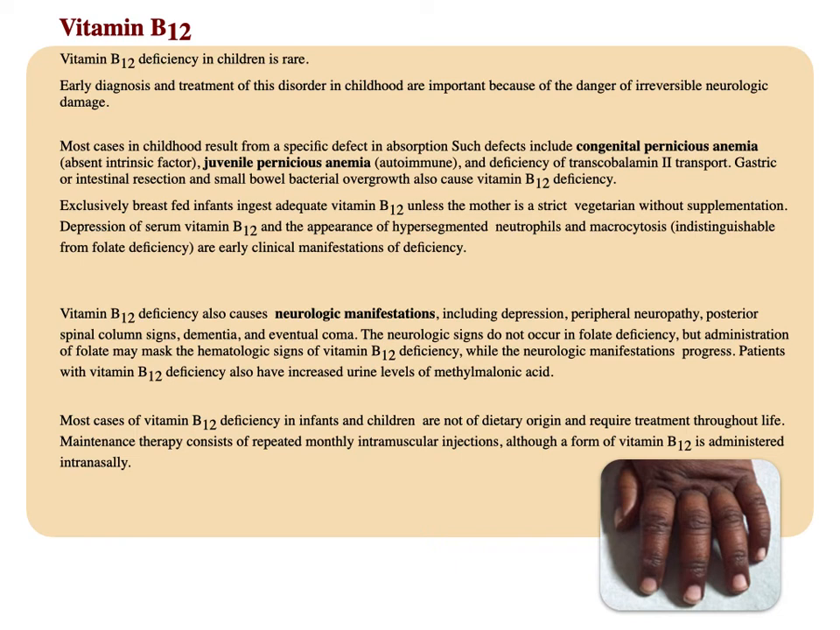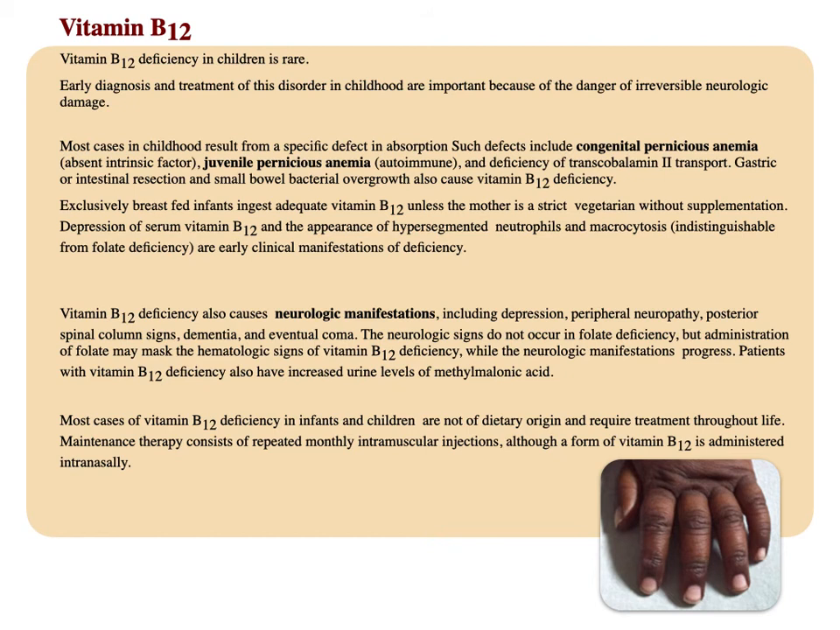Depression of serum vitamin B12 and the appearance of hypersegmented neutrophils and macrocytosis are early clinical manifestations of the deficiency. Also, it may result in neurologic manifestations, which include depression, peripheral neuropathy, posterior column signs, dementia, and the patient may end up with coma.